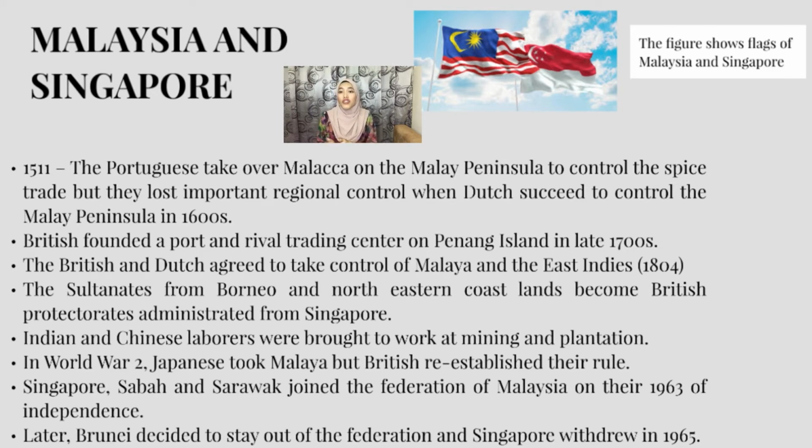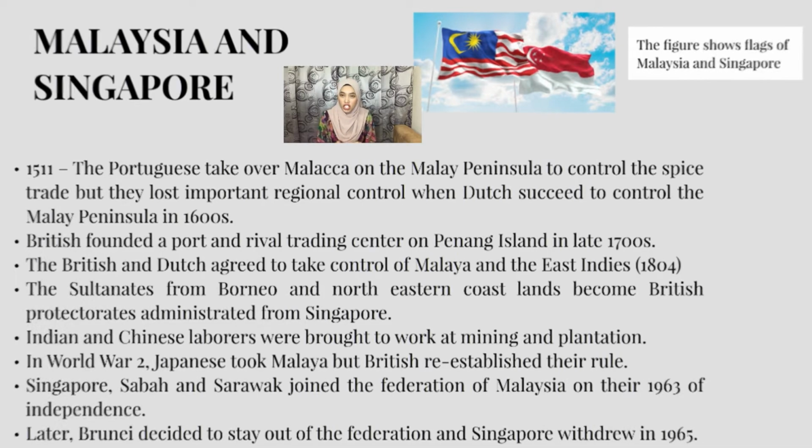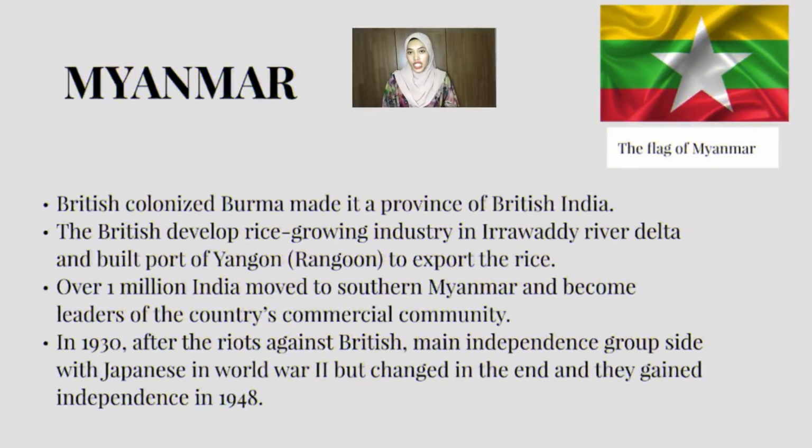Besides that, after 2 years of independence, Singapore decided to leave after having problems in maintaining its largely Chinese identity among the Malay majority in Malaysia. The British colonized Burma, now known as Myanmar, and made it a province of British India.